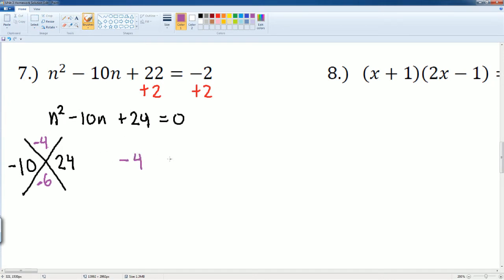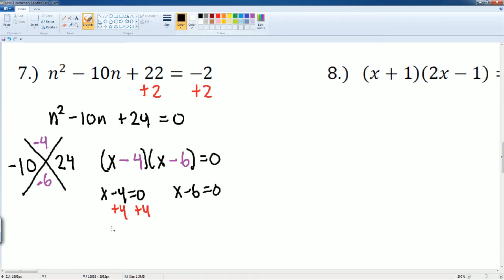So now we can write it in factored form, which is just going to be (x minus 4)(x minus 6) equals 0. We can now solve x minus 4 equals 0 and x minus 6 equals 0, by the zero product property. Adding 4 to both sides solves the first equation, getting us x equals 4. Adding 6 to both sides for the second equation gets us x equals 6. There you go. x is equal to 4 and x is equal to 6.